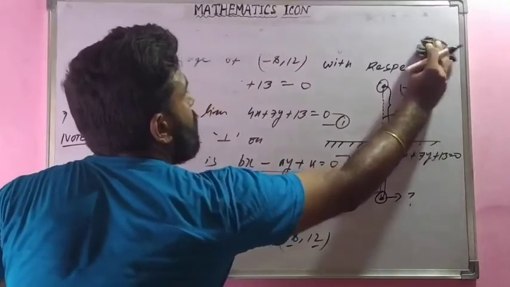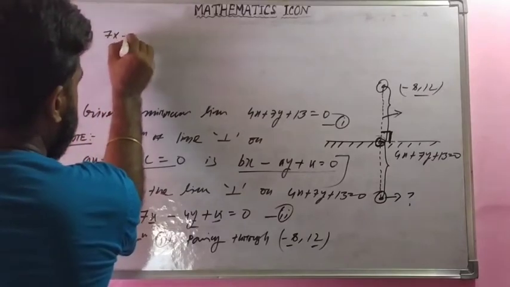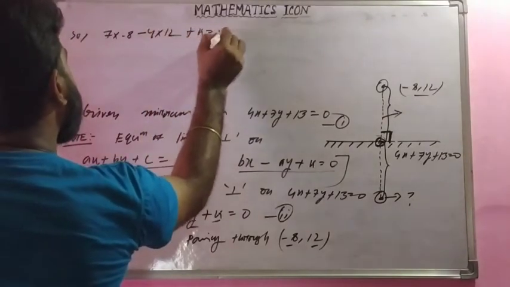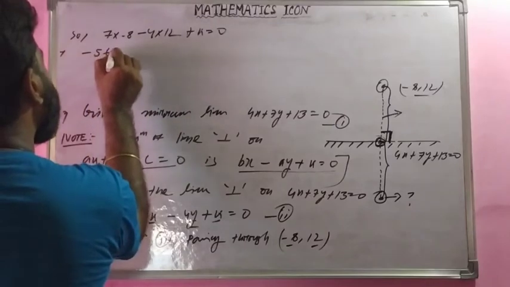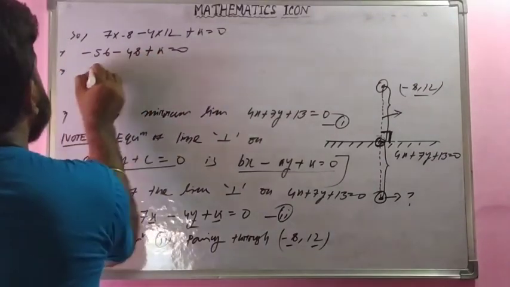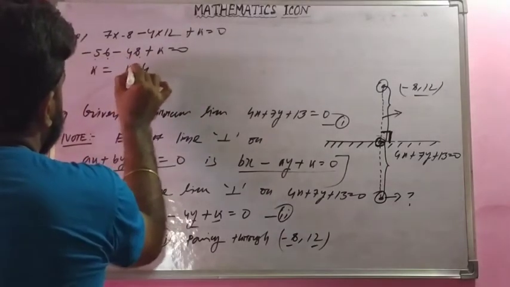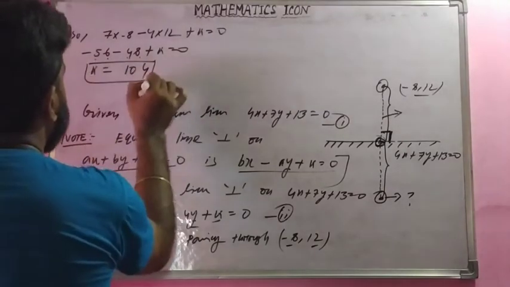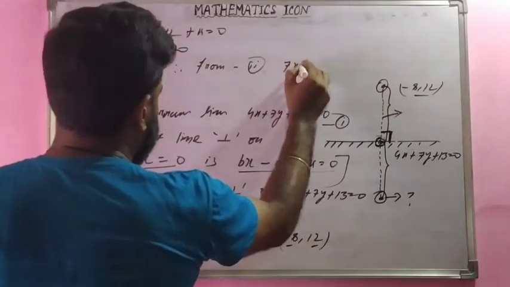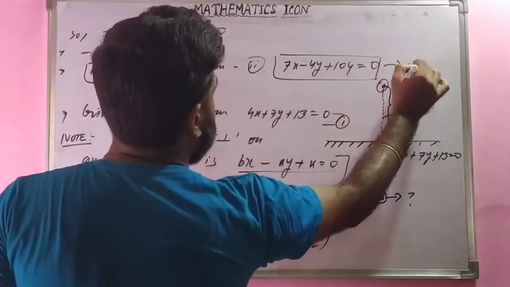You will get the k value here. So 7 into minus 8, minus 4 into 12 plus k equals to 0. It means 56 minus 48 plus k equals to 0. That means k equals to 104. So from this I got the final equation: 7x minus 4y plus 104 equals to 0. It is the final equation of this line.